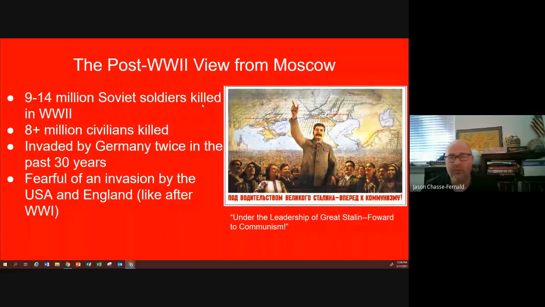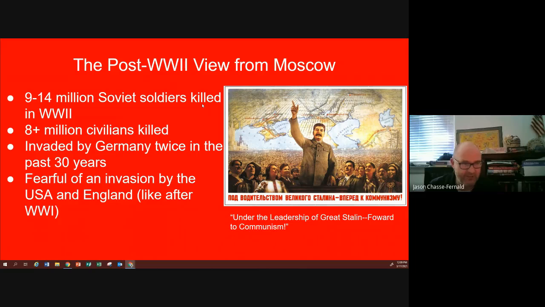When you look at why this tension exists from the Soviet point of view, the post-World War II view from Moscow, keep in mind World War II has a massive cost. Somewhere in the neighborhood of 9 to 14 million Soviet troops will die in World War II. Keep in mind, 8 to 20 million civilians are going to get killed as well. The death toll of World War II for the Soviets is massive. The Germans had invaded twice in 30 years, and just wreaked havoc on the Soviet Union.